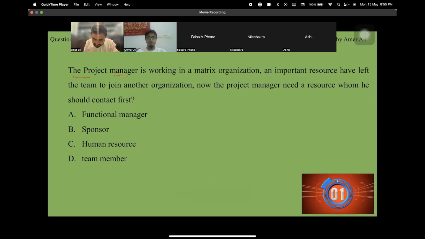The project manager is working in a matrix organization. An important resource left the team to join another organization. Now the project manager needs a resource, whom should he contact first? First thing first, when the question says matrix, it is a balanced matrix. Both have the same power. The question says whom he should contact first.